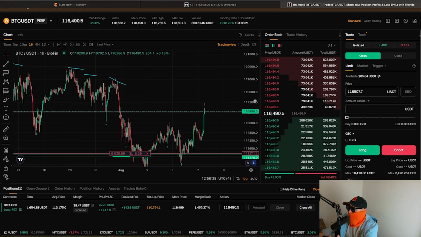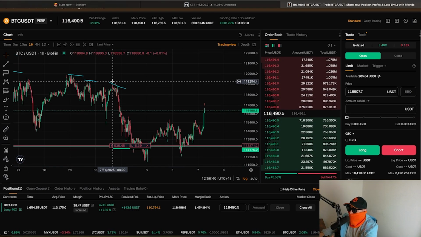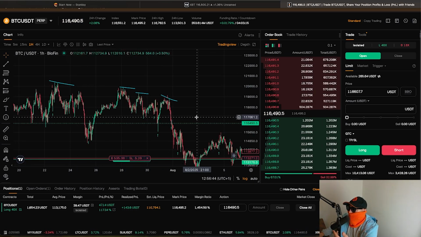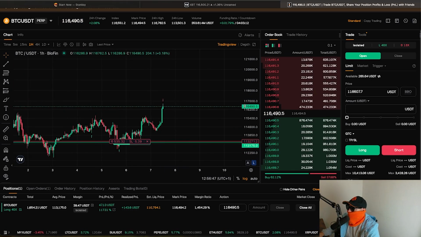So I think now it's a point where we could just leave it to run and see how high Bitcoin can go. Can it go after all this? And could we get a lot more juice out of this trade?